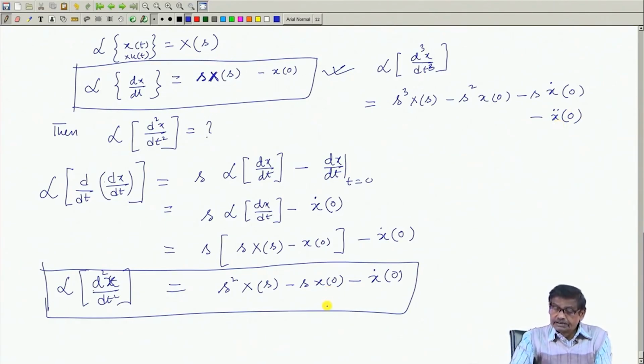This will be the order: s squared into X(s) minus, because in a third order differential equation, 3 boundary conditions will be necessary: x(0), x dot(0), x double dot(0). In a second order differential equation, 2 boundary conditions will be necessary: x(0), x dot(0). So anyway, this is one of the very important findings so far as the Laplace transform is concerned, that is, differential terms.